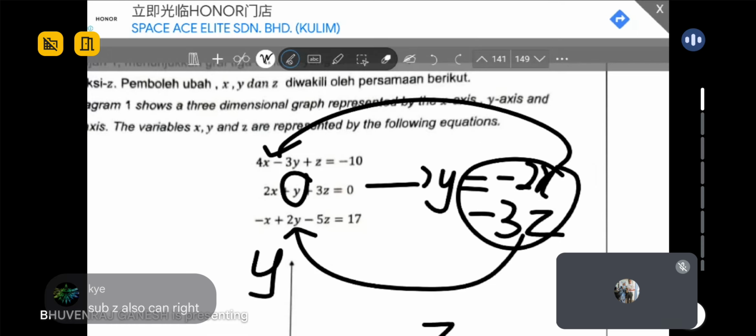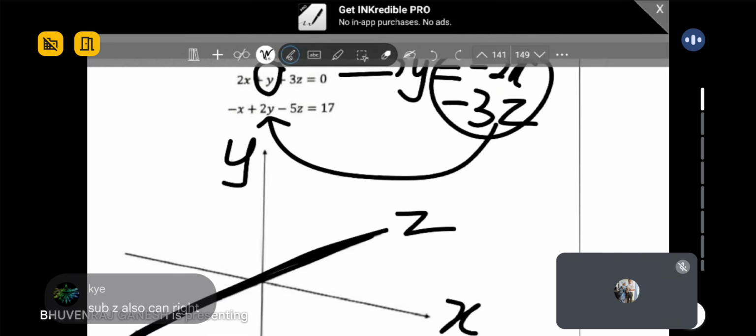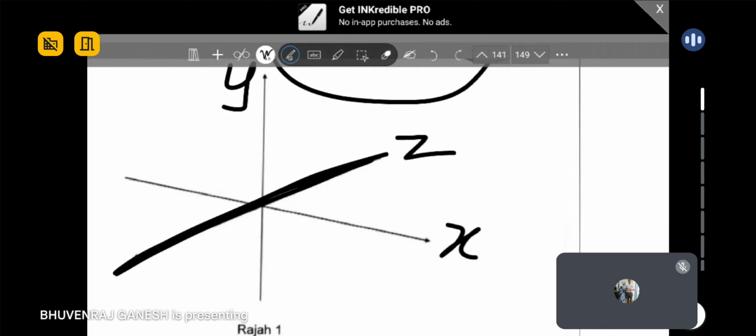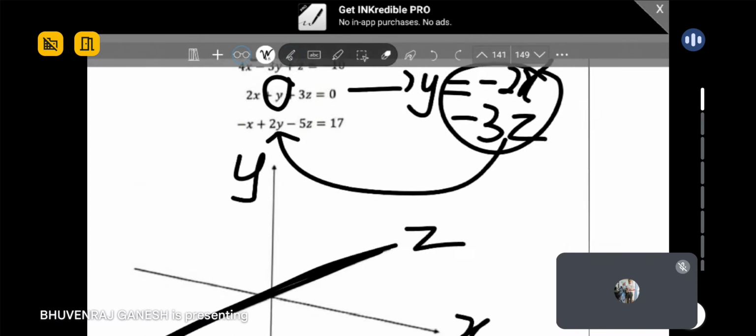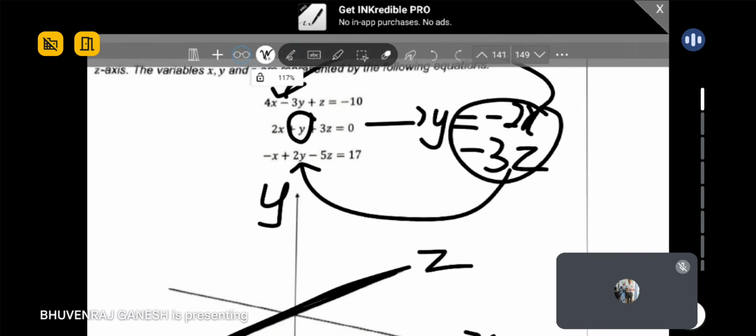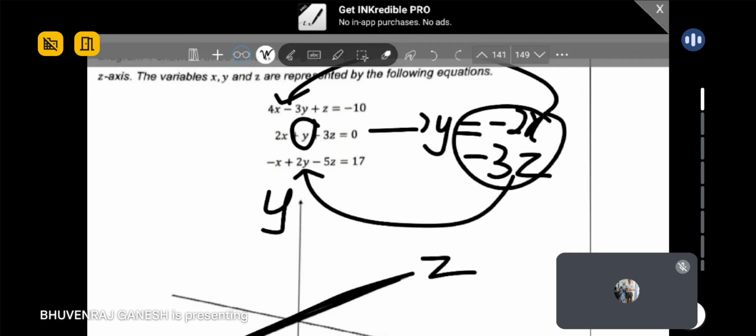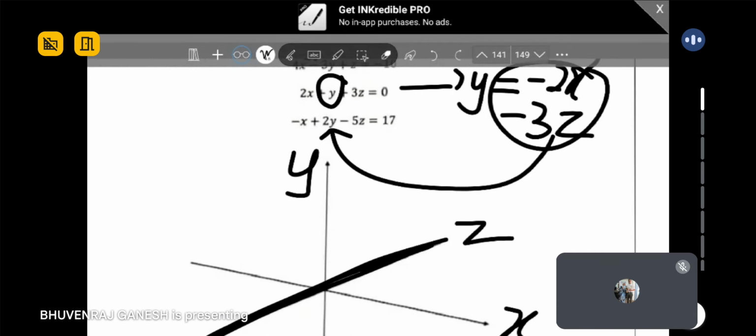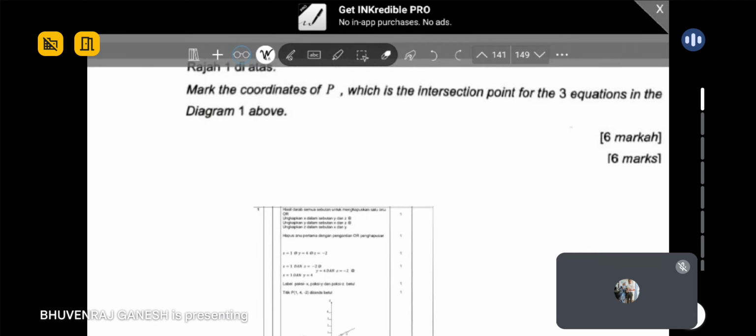Then you can choose to eliminate or substitute. Yes, there are many methods, guys. There are many combinations of working that are possible. I think more than 10 different types of working, as long as you get the correct X and Y value.